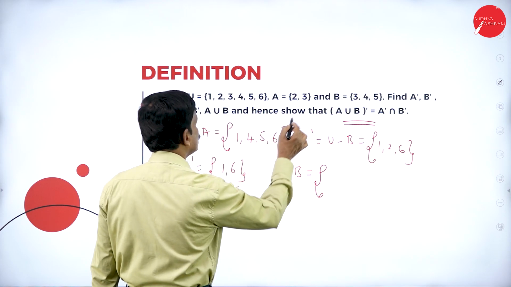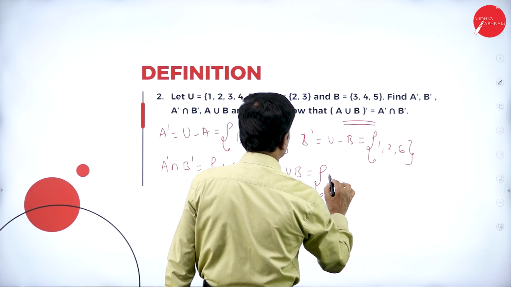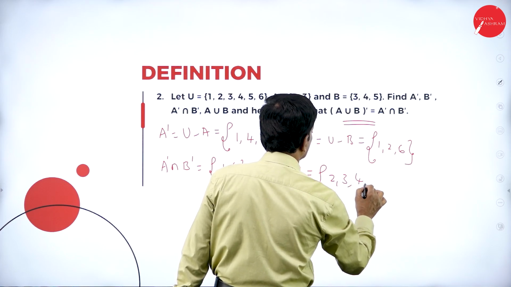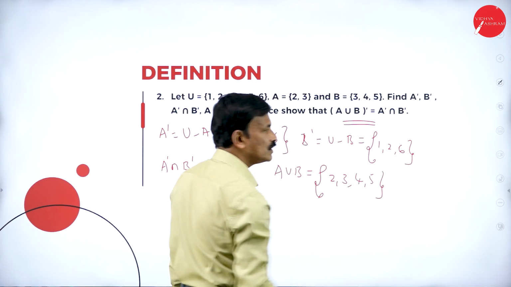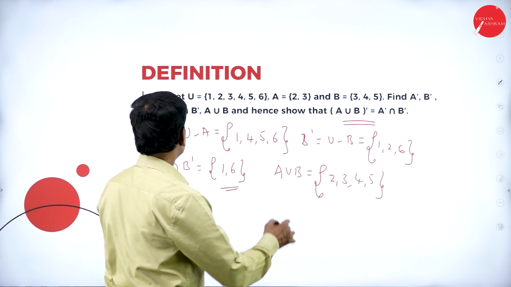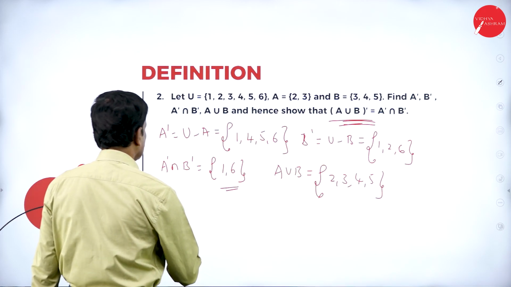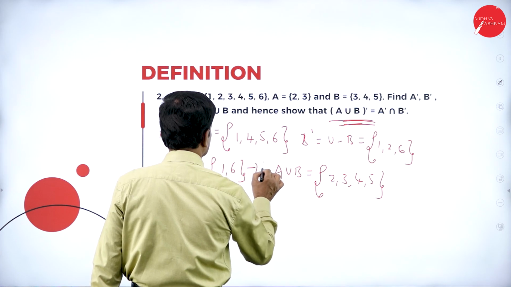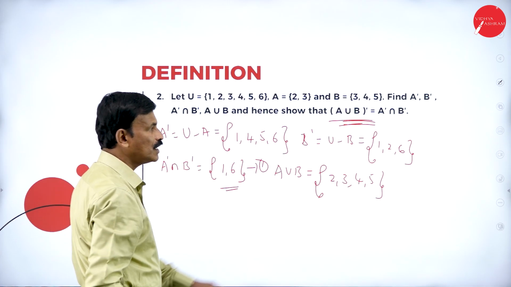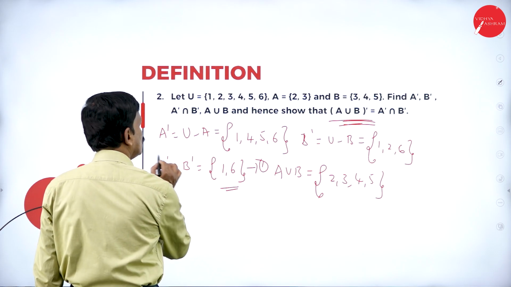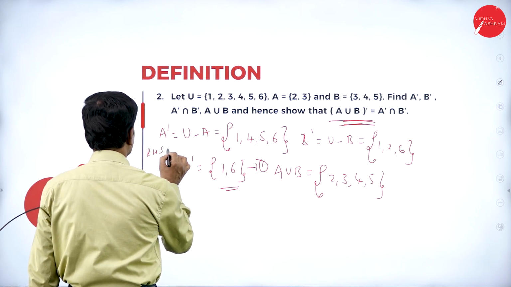Here A union B is nothing but the union of A and B. A contains 2, 3. B contains 3, and already we have written 4 and 5. Right. A union B. Now, what is to prove? To prove that (A union B) whole dash. Let us represent this as equation number 1: A dash intersection B dash. Already we got it, represent it as 1. This is the right hand side, RHS.